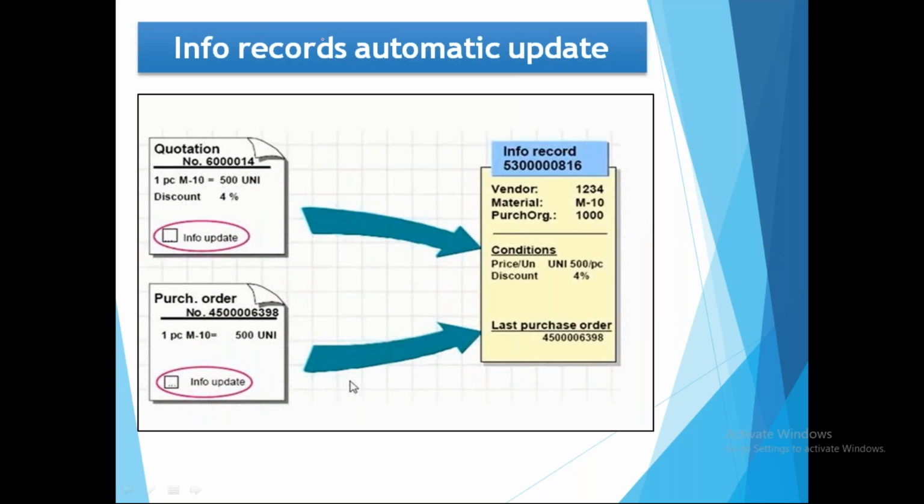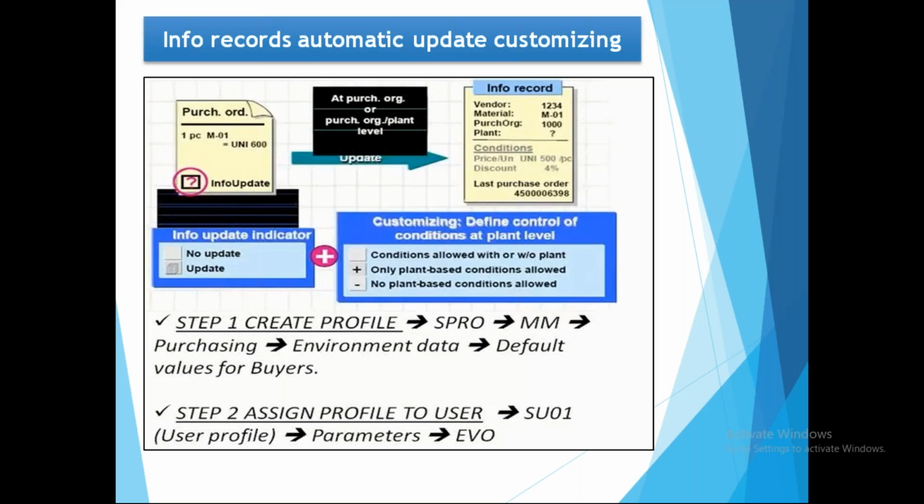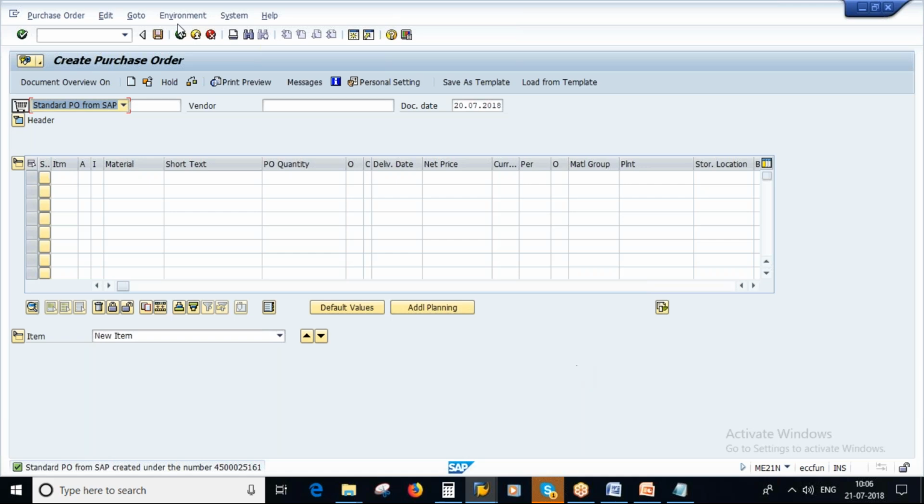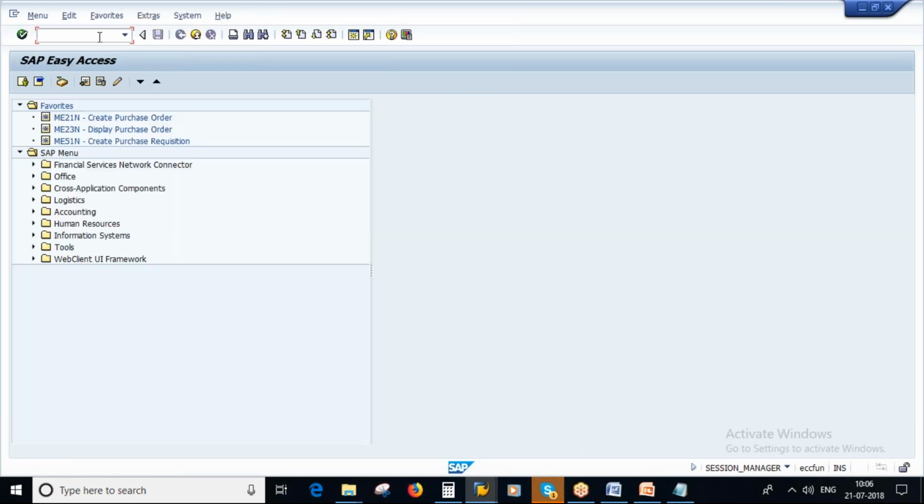So to do this info record automatic update, you have to do some settings in the system. Basically, there is a configuration called create profile. In this create profile you have to maintain the setting, and whatever profile you create, you have to assign it to the user in the user parameters. I'll show you this configuration. Actually, we will discuss configuration at a later point of time, but here you need to understand it.